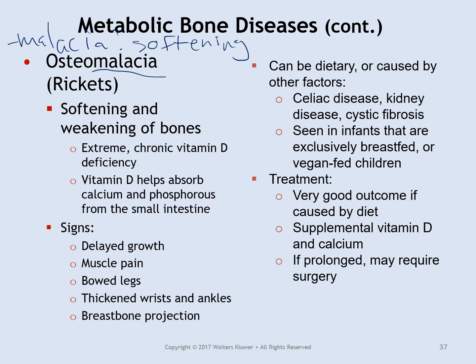Usually when you see osteomalacia, this is due to a chronic vitamin D deficiency. Like I said earlier, vitamin D helps to absorb calcium and phosphorus. If you don't have vitamin D, you won't get your calcium and phosphorus. Though you can see rickets in other forms. In the video that we watched, it was not so much that the kids didn't have vitamin D, it was that they didn't have any calcium in their diet because they were eating nothing but rice.